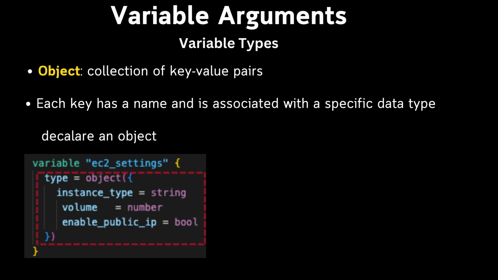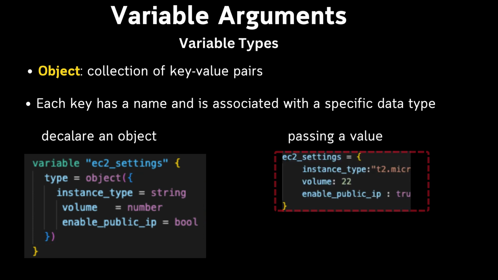So here we have an object with an instance type key name and the type of the value it would accept, then a volume which would accept a number, and then another key name, enable public IP, which would accept a Boolean type. To pass a value, you would have a variable name on the left, and within the curly braces you define each key name with colons and then define their values. Here we have instance type separated by a colon, and then we are passing the value for that key. Then similarly, we're doing it for the volume and the enable public IP.